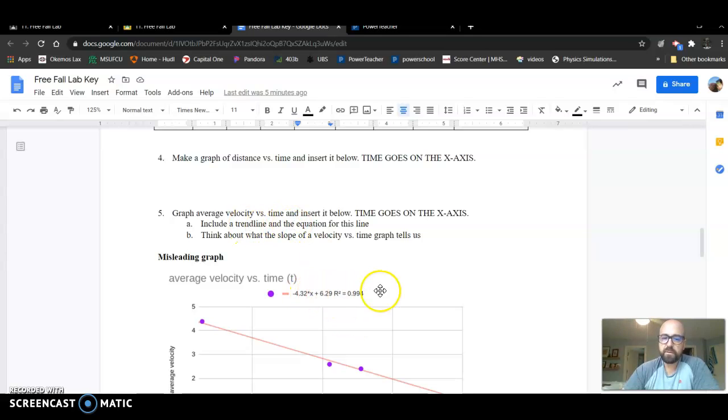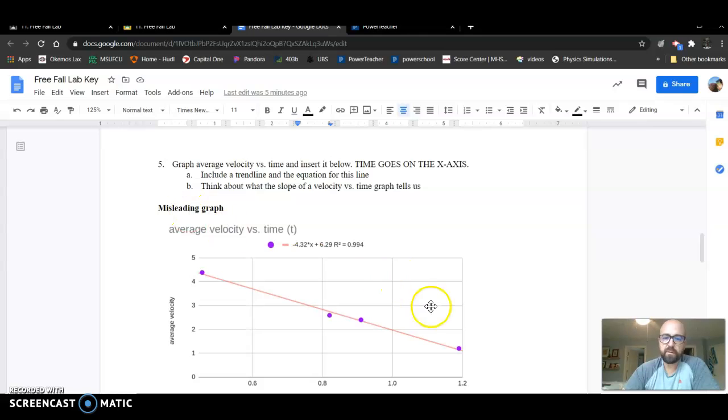And some kids are doing something like this. So this is a misleading graph. So it should absolutely not look like this. But I do not want an R squared value. The R squared value is not the equation for the line. It has nothing to do with that. So some kids are mistaking this for the slope. And like in this one, it would be negative 4.32 would be the slope.